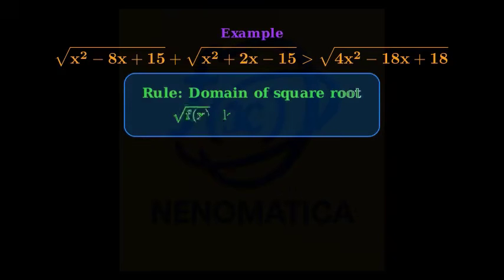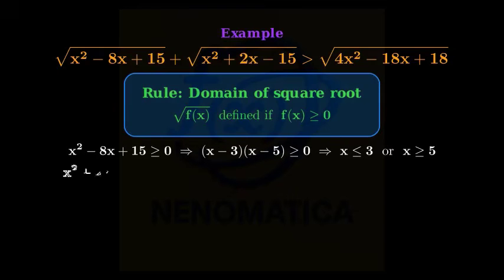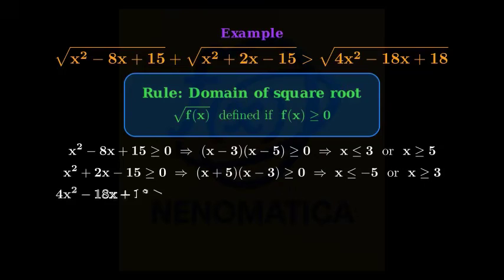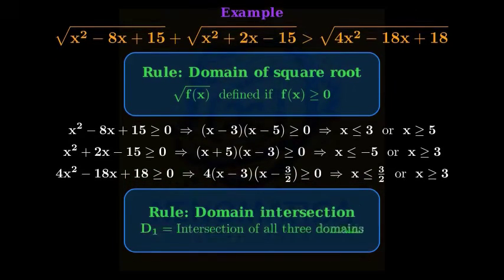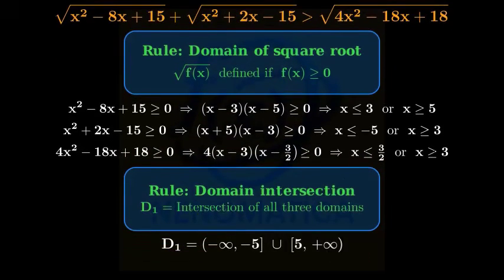The square root of f of x is defined when f of x is greater than or equal to 0. We factor each radicand and write the corresponding intervals. Intersecting these gives the working domain for the inequality. Domain intersection. The intersection is -∞ to -5, closed, union 5 to infinity.